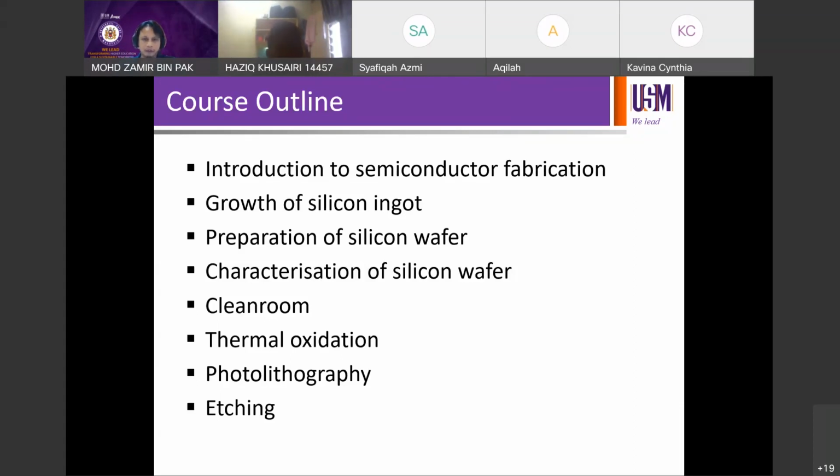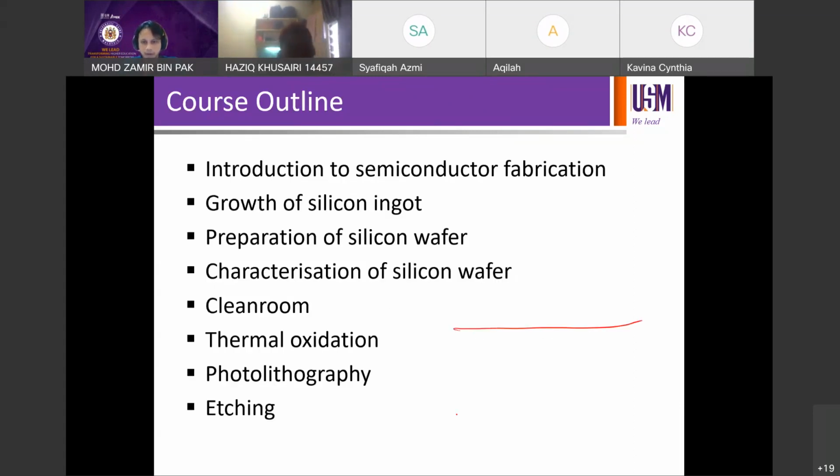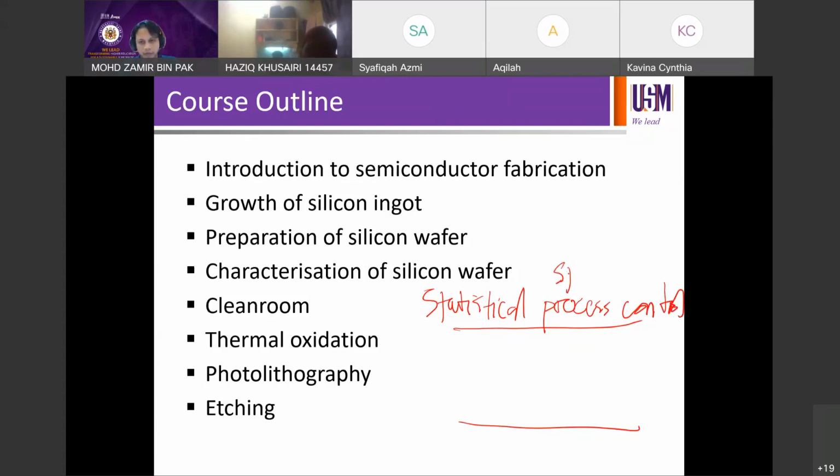And then we're going to need to characterize the silicon wafers as well to see whether they are within the spec. Pernah dengar tak within the spec sebelum ni? We're going to learn later on. I'm going to teach you a little bit about this. We call it statistical process control. It's going to help you for your interview later on. Kalau pergi mana-mana fab ataupun manufacturing, they will normally talk about SPC, statistical process control.